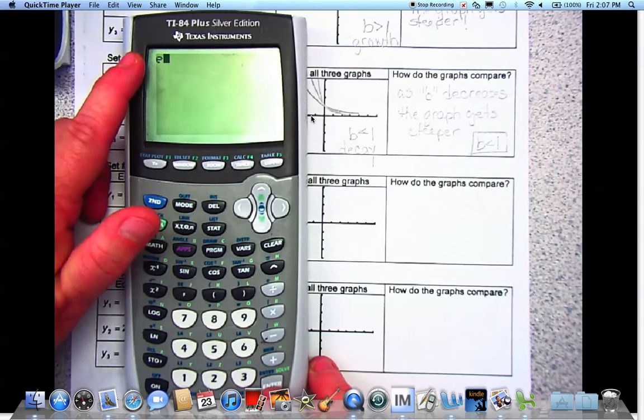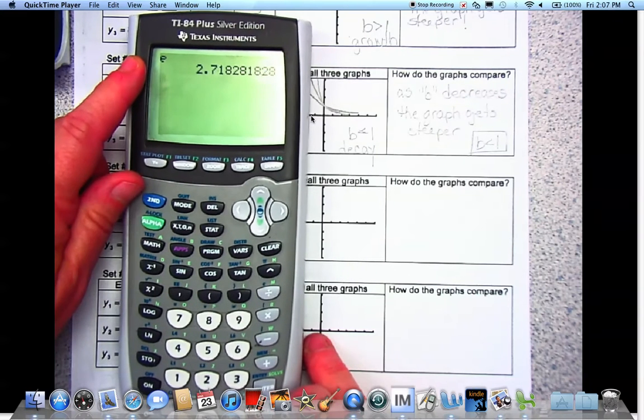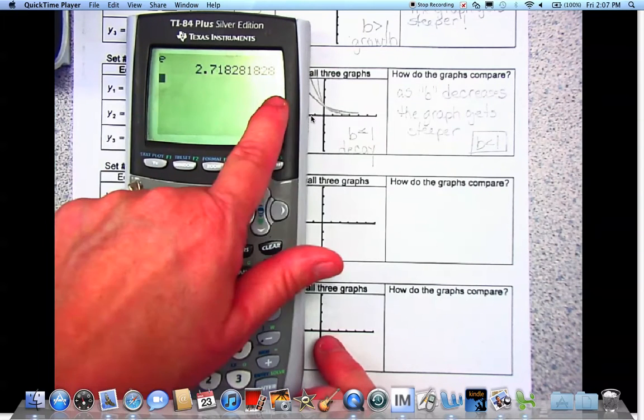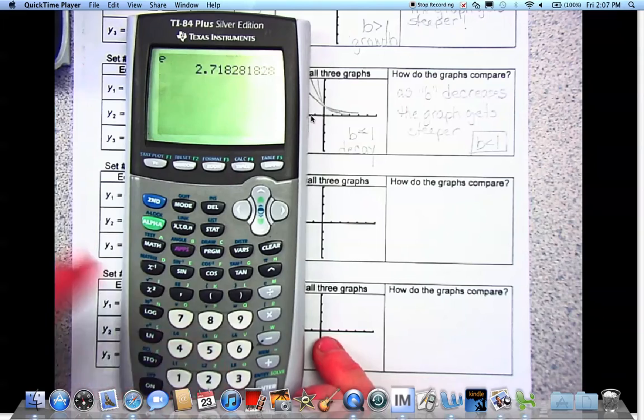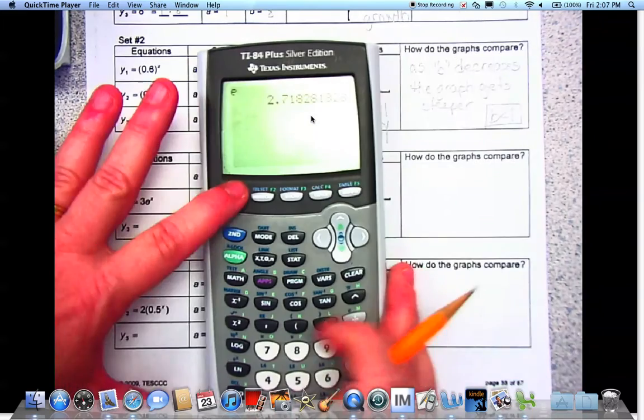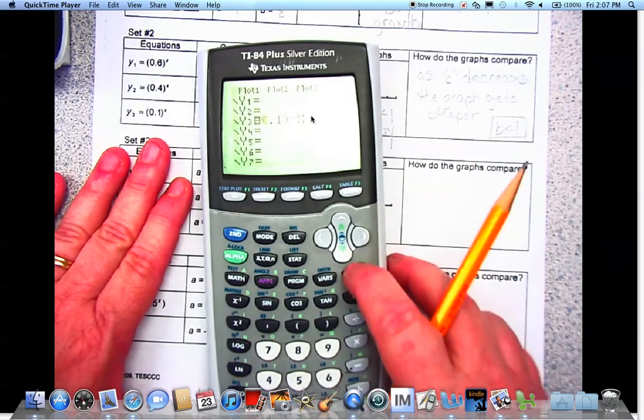Yeah, second division, and you can see the little E up there on my calculator? And it equals 2.718281828. It's kind of like pi, except that it repeats. Pi doesn't ever repeat. Okay, it's just a number, but in order to put it in your calculator, we're going to have to use that second division.